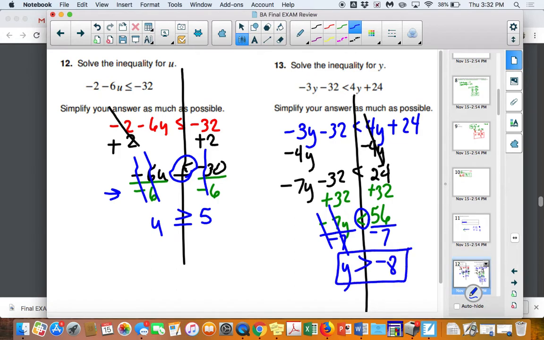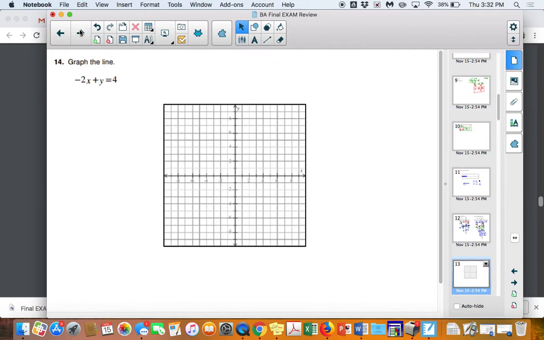It doesn't say graph, so I wouldn't worry about it. But just know that you would need an open bubble at negative 8, you would go to the right. On the one over here on the left, you would need a closed bubble on positive 5 and go to the right. All right, so this one says graph the line, so we're upgrading.